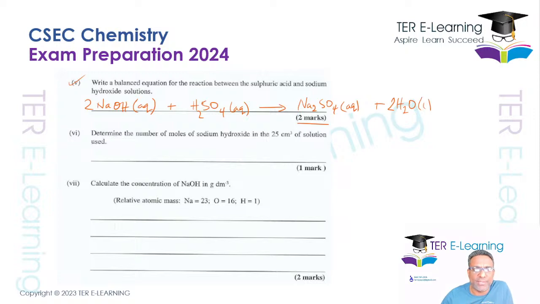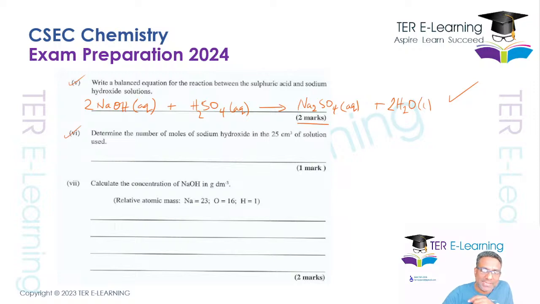Let's check the hydrogen. You have 2 and 2, 4 hydrogen on the left, and on the right, we have 4. So the hydrogen is okay. Then we have the sulfur: 1 sulfur on the left, 1 sulfur on the right. So this equation is correct. That is a balanced equation for the reaction between sulfuric acid and sodium hydroxide.